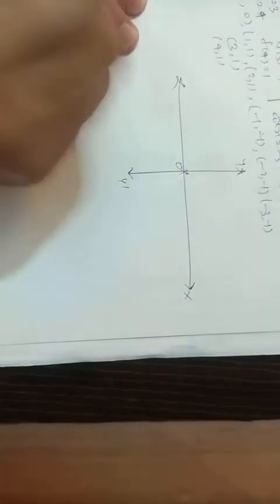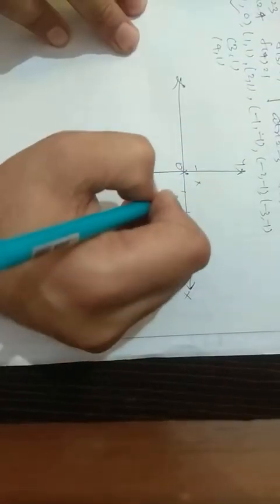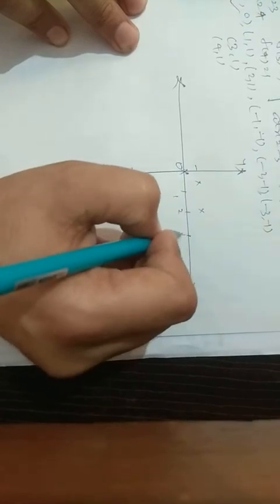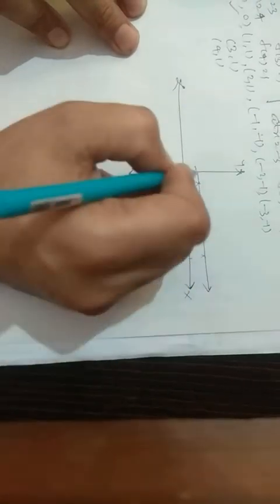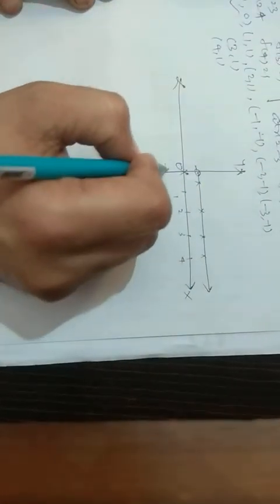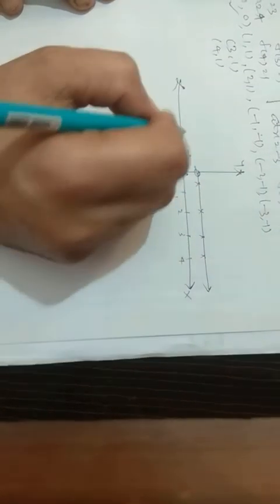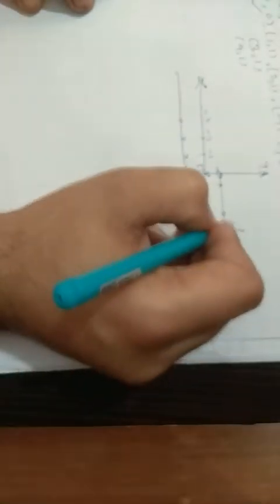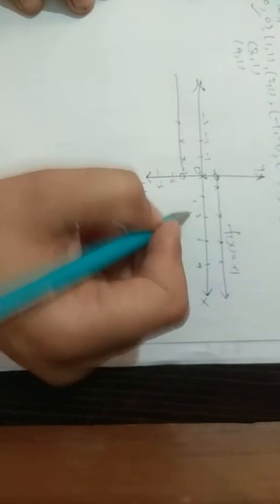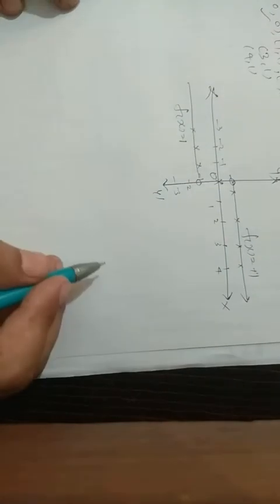is (0, 0), (1, 1), (2, 1), (3, 1), (4, 1), (-1, -1), (-2, -1), (-3, -1). It is the graph of the signum function.